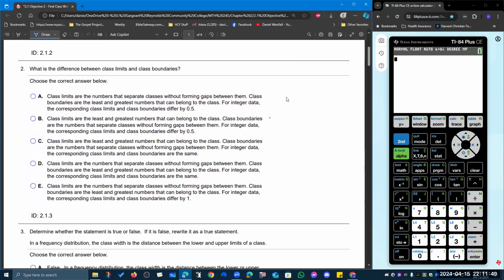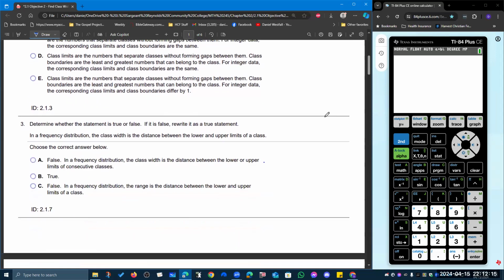What is the difference between class limits and class boundaries? Class limits are the least and greatest numbers that can belong in the class. Class boundaries are the numbers that separate classes without forming gaps between them. So for integer data, the corresponding class limits and class boundaries differ by 0.5, and we'll show that. We use something called class marks sometimes to do that.